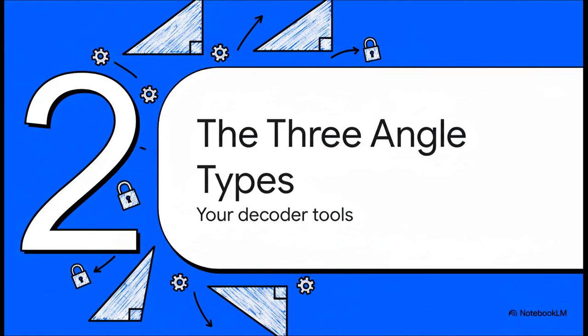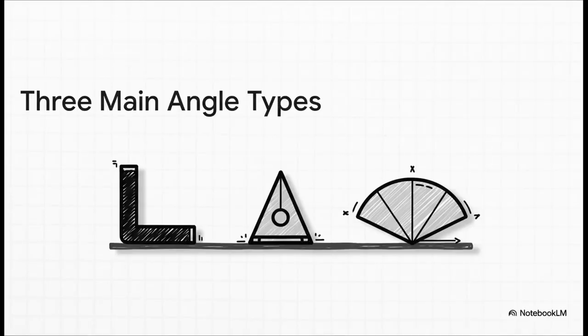If angles are the code, then knowing the three main types of angles, well, that's like having a set of secret decoder tools. These are going to let you identify and understand pretty much any shape around you. And here they are, our three main tools for this mission: the right angle, the acute angle, and the obtuse angle. We're going to break down each one so you'll be an expert angle detective in no time.